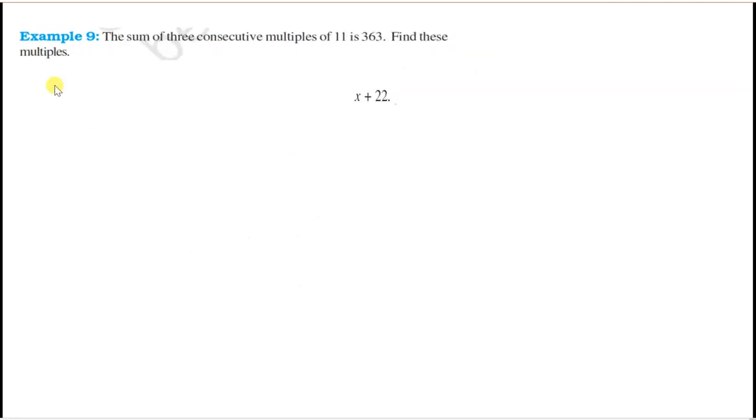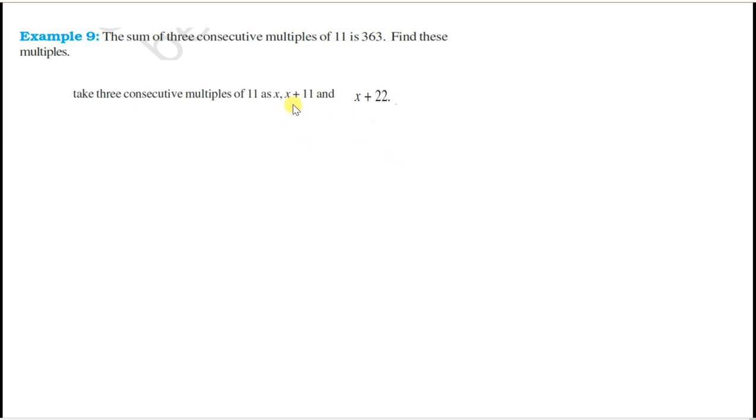Next example, the sum of 3 consecutive multiples of 11 is 363. Find these multiples. 11 के 3 consecutive multiples का sum 363 है, तो वो multiples क्या हैं ये हमें find out करना है. So let us suppose that the multiples of 11 are x, x plus 11 and then x plus 22, because consecutive multiples of 11 differ by 11.